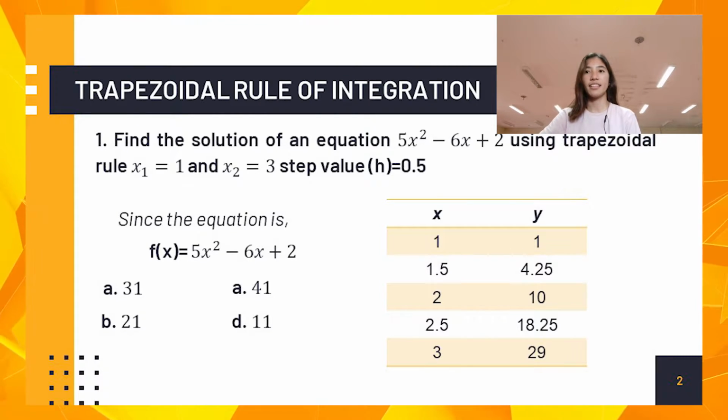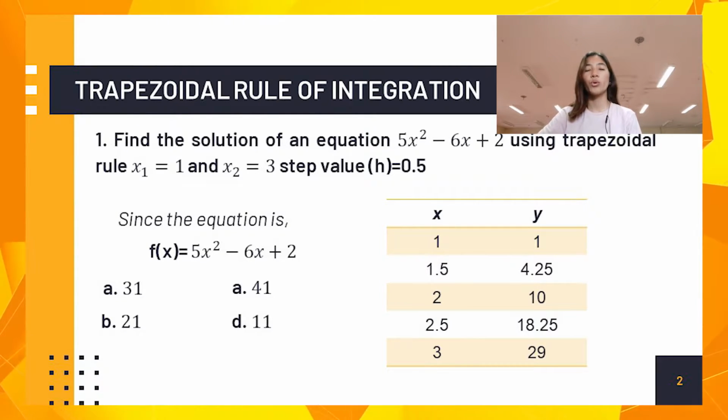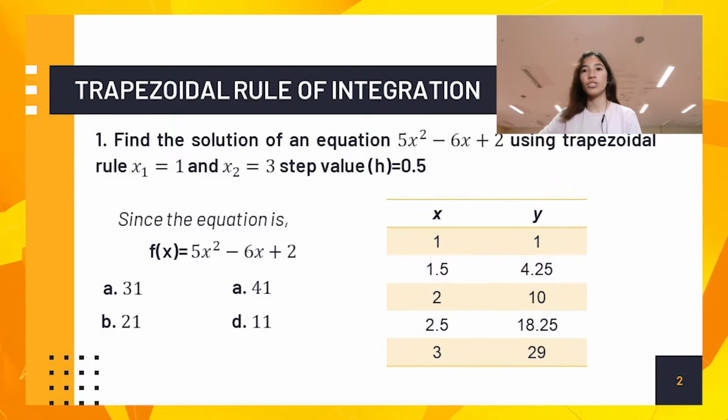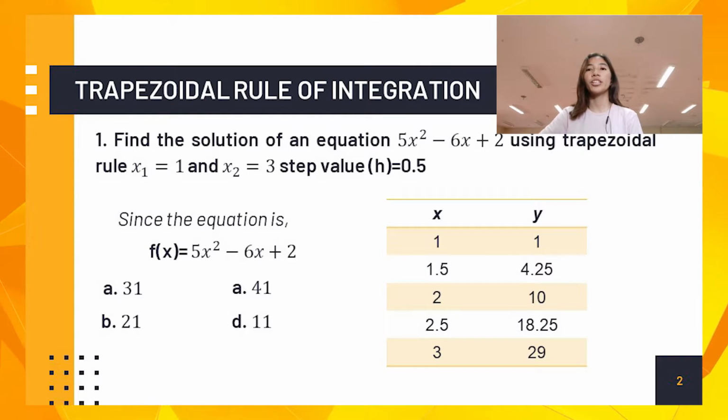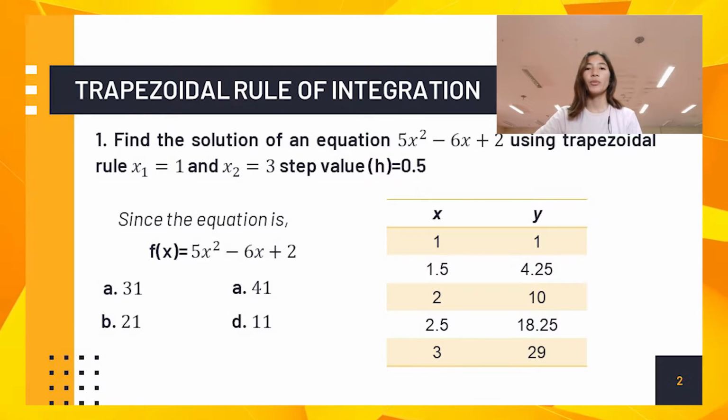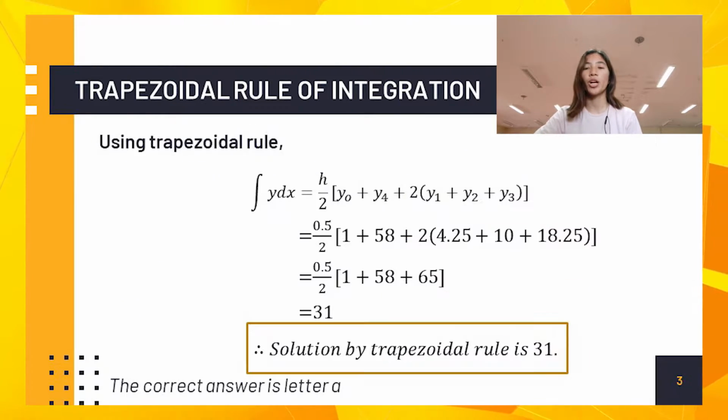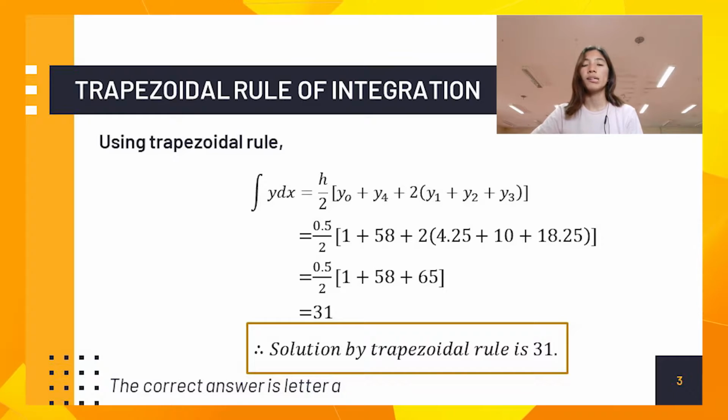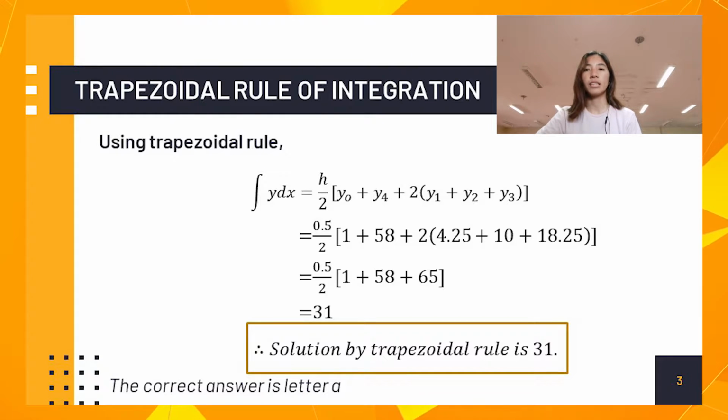On the other hand, for the values of y, we will substitute the x's we obtained into the equation, which results in 1, 4.25, 10, 18.25, and 29. After this step, we can now proceed to solve using the trapezoidal rule, which has a formula of h over 2 times the quantity of y sub 0 plus y sub 4 plus 2 times the quantity of y sub 1 plus y sub 2 plus y sub 3.